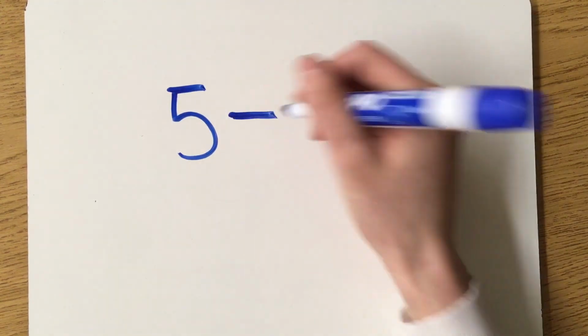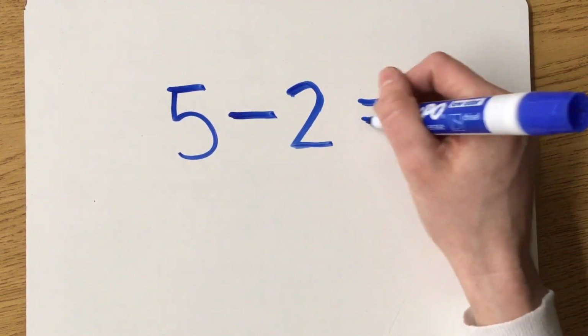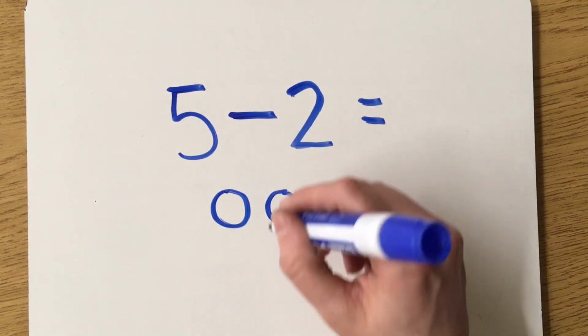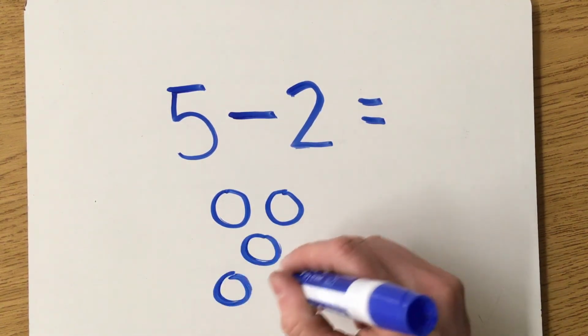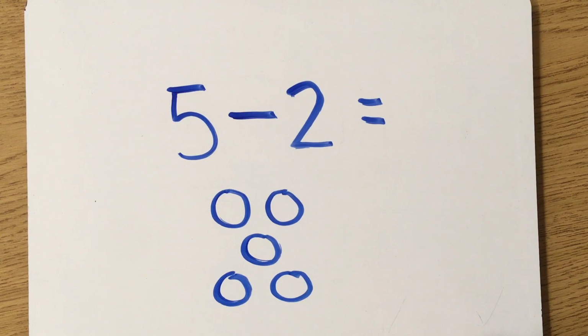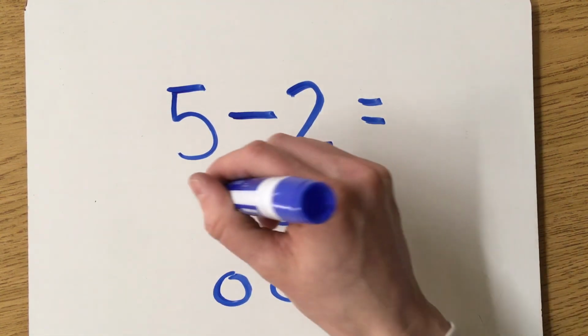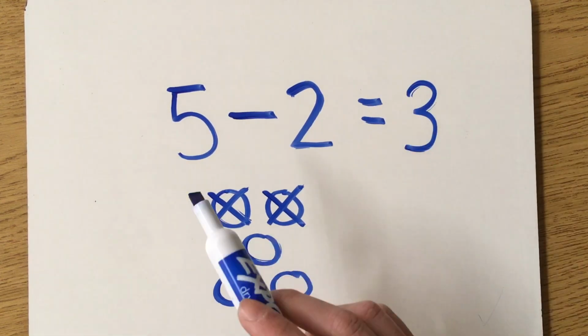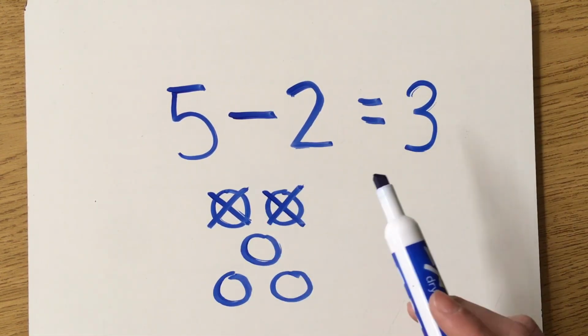5 minus 2 equals. Draw a picture of 5 circles. Take away 2 of the circles by crossing them out. Determine how many circles you still have left. 5 take away 2 equals 3.